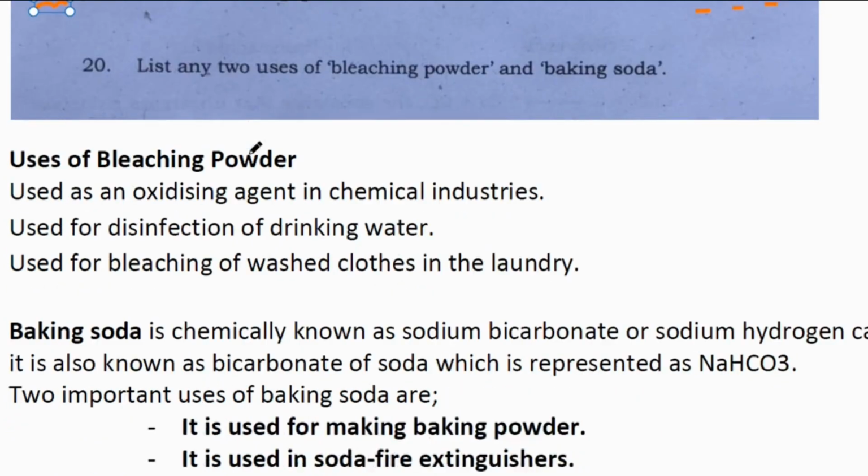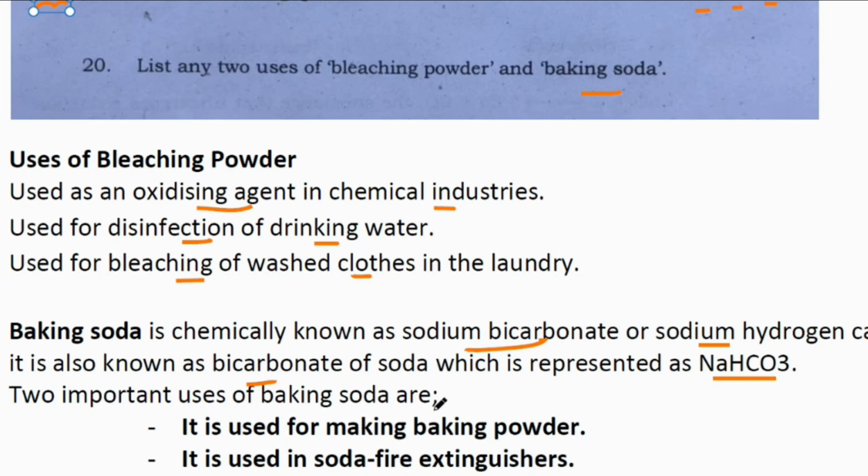List any two uses of bleaching powder and baking soda. Uses of bleaching powder: used as an oxidizing agent in chemical industries, used for disinfection of drinking water, used for bleaching of washed clothes in the laundry. Now baking soda. Baking soda is known as sodium bicarbonate or sodium hydrogen carbonate, and it is also known as bicarbonate of soda, which is represented as NaHCO3.